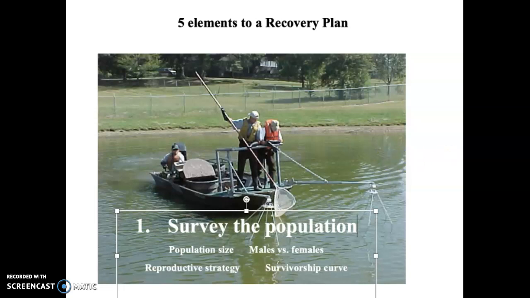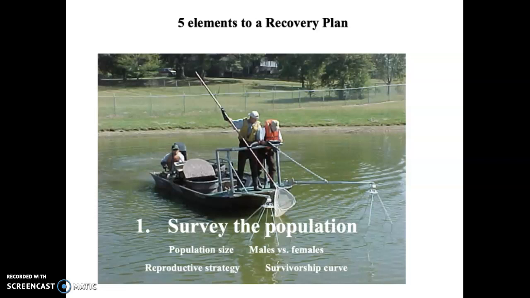So let's survey the population we're looking at. How big is it? This goes back to population ecology. How many males versus females? How many females of reproductive age? What's the reproductive strategy of your population? R, K, something else? Survivorship curves, type 1, type 2, type 3. All of that plays a role in understanding how quickly you can get your population to come back.